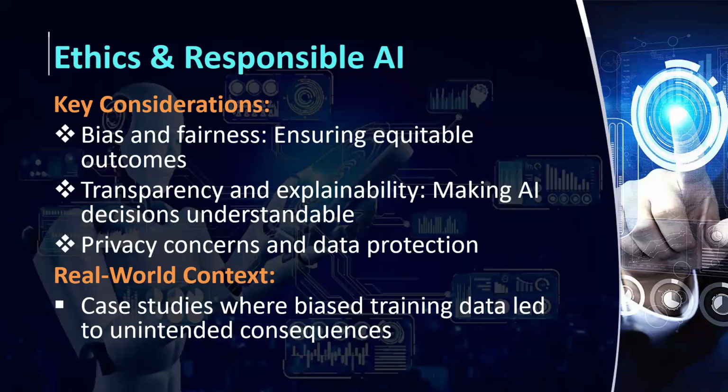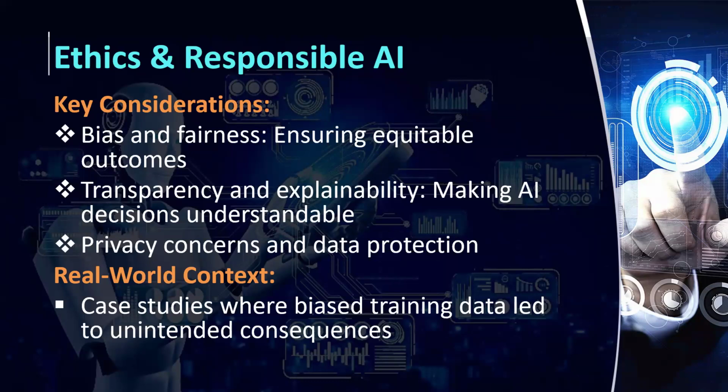Cool. Also, you want AI to be transparent and explainable, making AI decisions understandable. That means the AI should be able to explain how it came to a conclusion. Okay, yes, it's good to have that. Cool. And privacy concerns and data protection. You should ensure that the data that you put in AI is well encrypted so that your AI model does not leak data to everyone who comes across it.